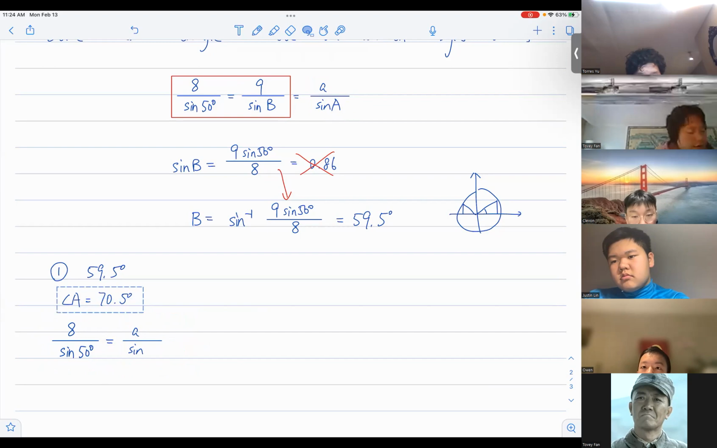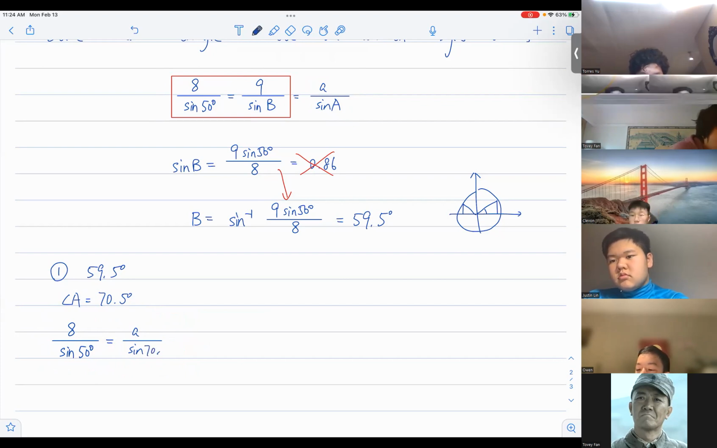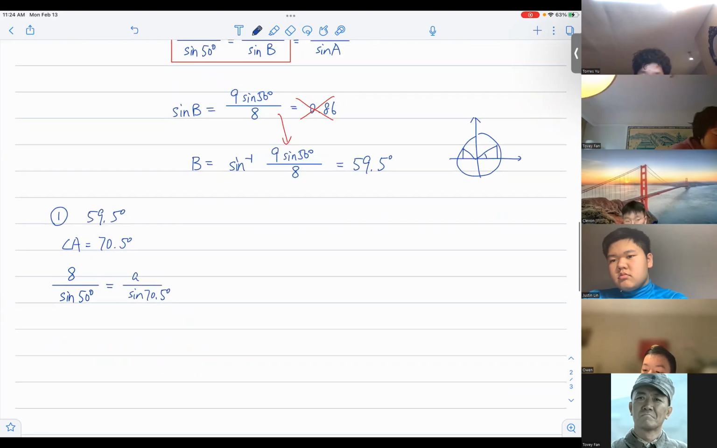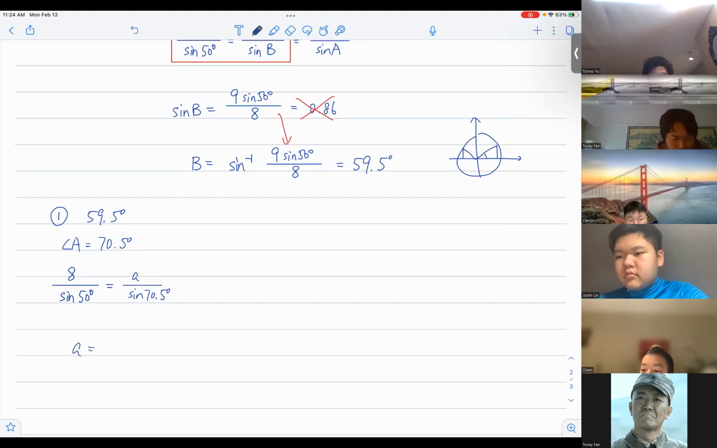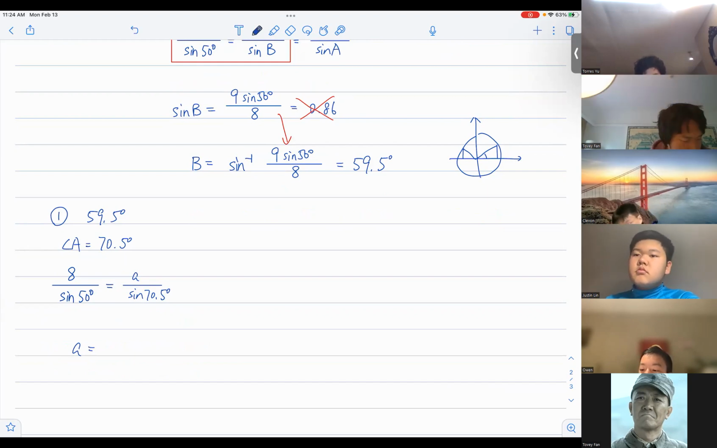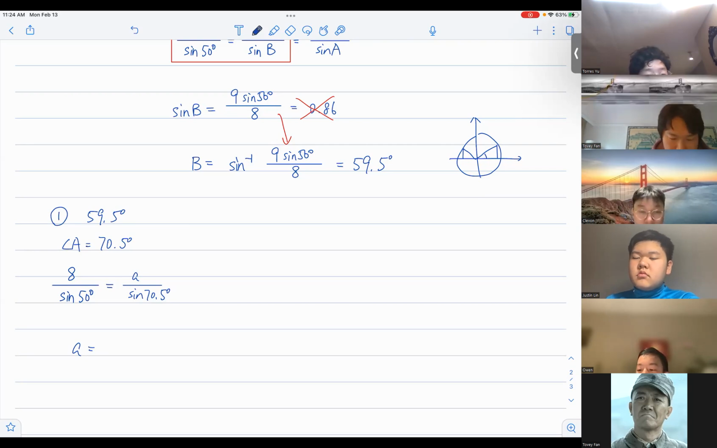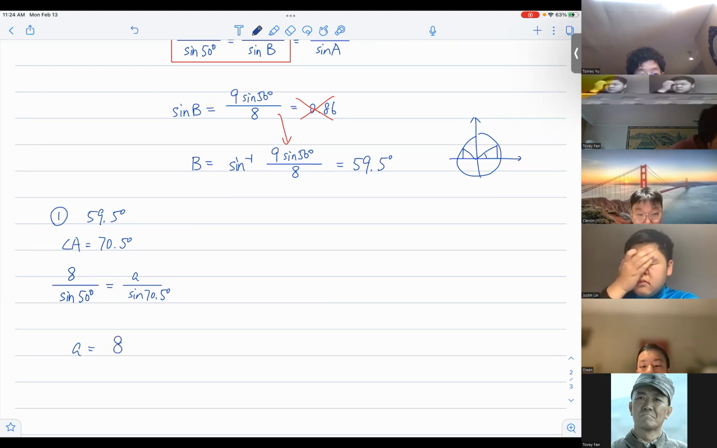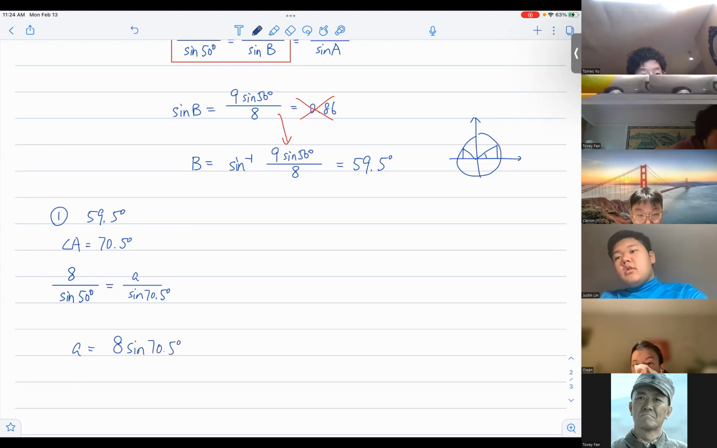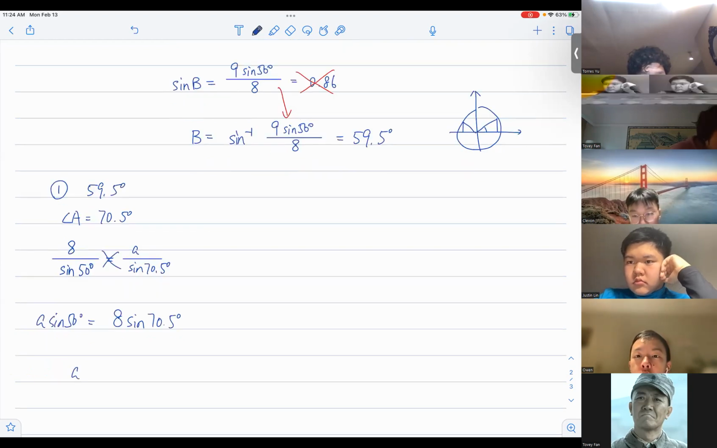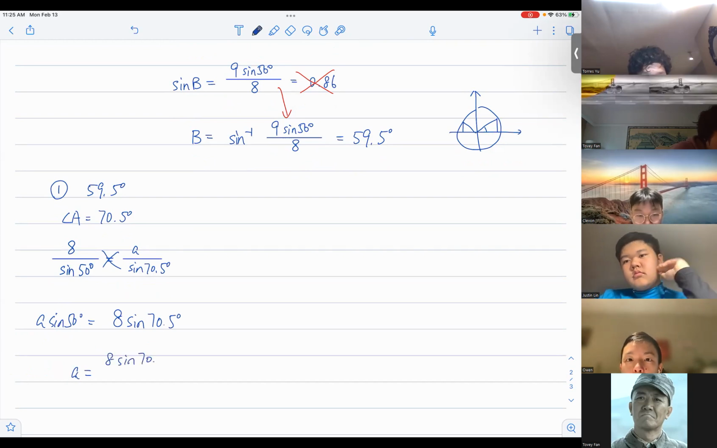Good. Okay. So after we figure out angle A, everyone, we use this equation again, law of sines, right? And try to solve for the side A. So it's A equals 8 times sine 70.5 over sine 50. Yes. And that will give us, so this again, cross multiplication, guys. Cross multiplication first gives you A times sine 50 degrees equals 8 times sine 70.5 degrees. And then that means A equals 8 times sine 70.5 degrees divided by sine 50 degrees.